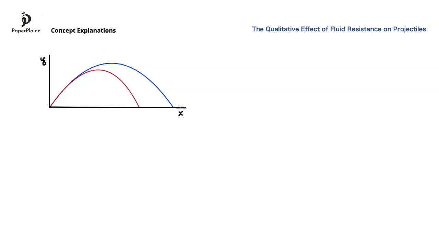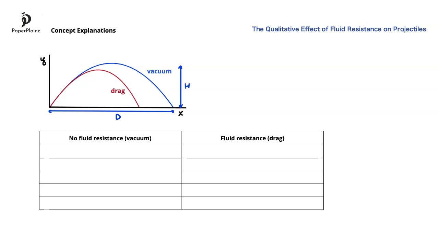I'm sure that you've already guessed that the blue trajectory is the one in vacuum, and the red trajectory is where a drag force acts on the projectile due to the presence of the fluid. Before we compare the two situations in more detail, let me denote the horizontal distance traveled, in other words the range in vacuum, as d, and the maximum height in vacuum as h. I will use a table to compare the motion of the projectile in vacuum and when there is fluid resistance.